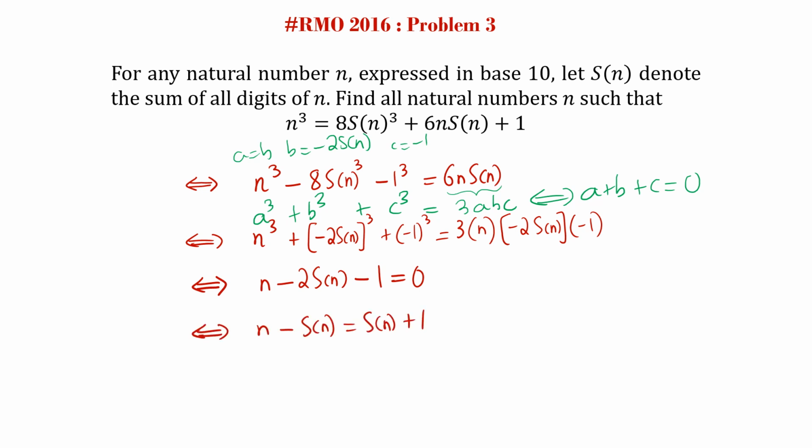So that means we can rewrite this expression like this. We can send 1 and S of n to the other side. So we have n minus S of n equals S of n plus 1. All right. Now, why do we write it this way?